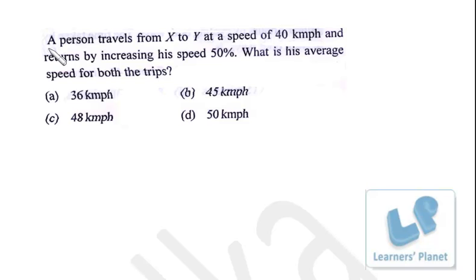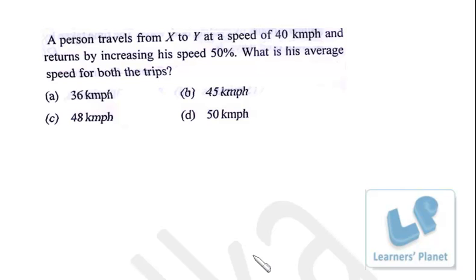A person travels from X to Y at a speed of 40 and returns by increasing speed by 50%. What is the average speed of both the trips? See, if the distance is the same, then the average speed is actually the harmonic mean of both the speeds, right? Here the first speed is 40 and the other will be 60. Obviously, 50% more than the previous one.